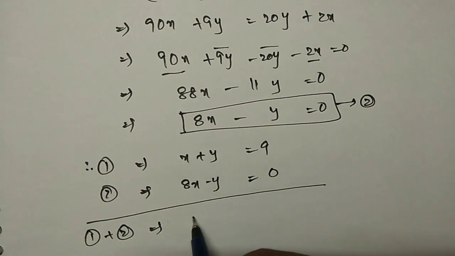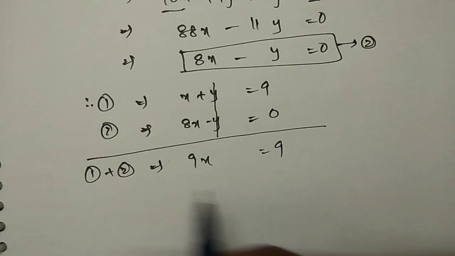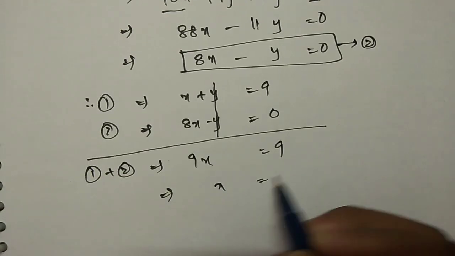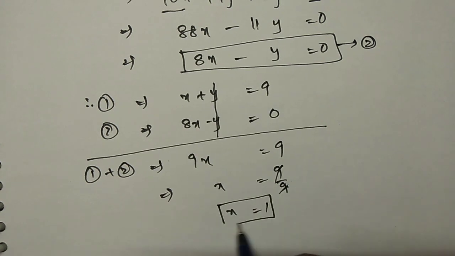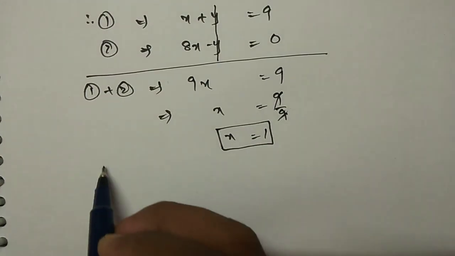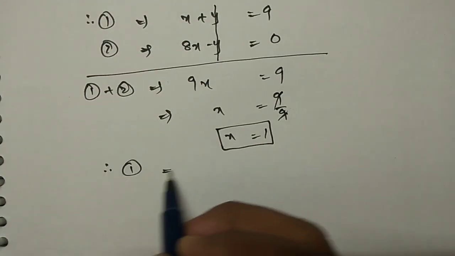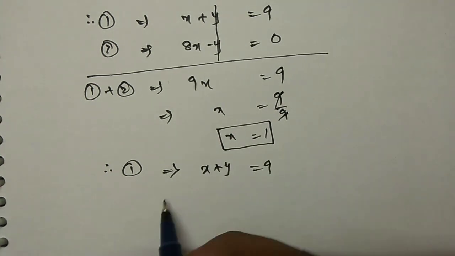If you add, this is 9x, and this value is 0, equal to 9. That implies x equal to 9 by 9. So the x value is 1. When x is 1, substitute the value of x in any one equation. Therefore, equation 1 implies x plus y equal to 9.